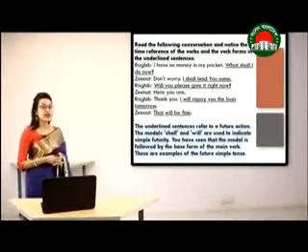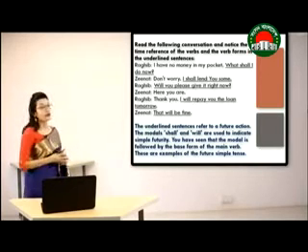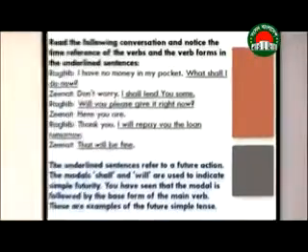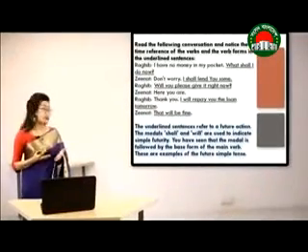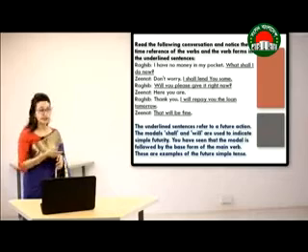So as you can look at this conversation, you may see that there are some underlined parts in here. And the underlined parts are referring to future simple tense. The underlined sentences refer to a future action. The modals shall and will are used to indicate simple futurity. You have seen that the modal is followed by the base form of the main verb. These are the examples of the future simple tense.